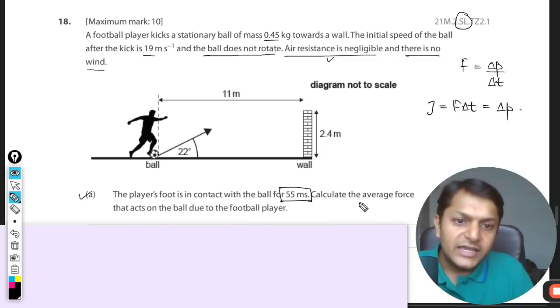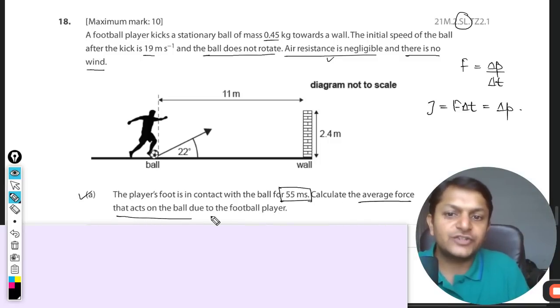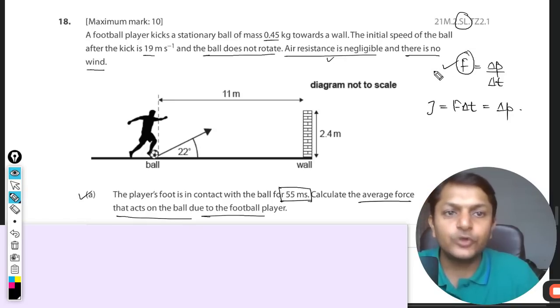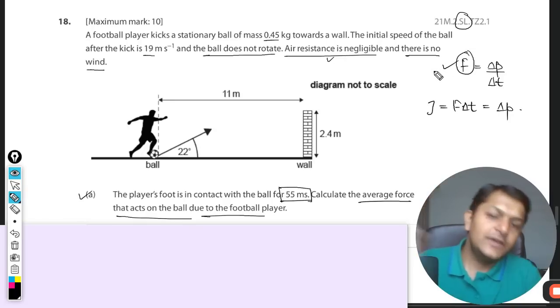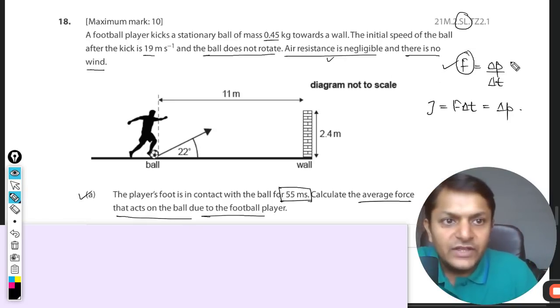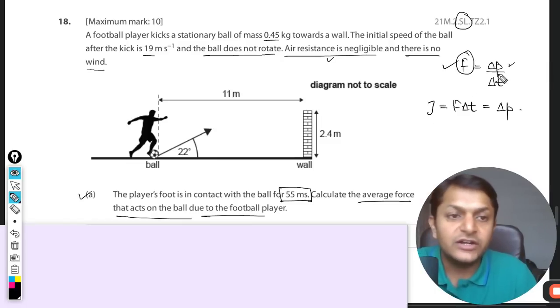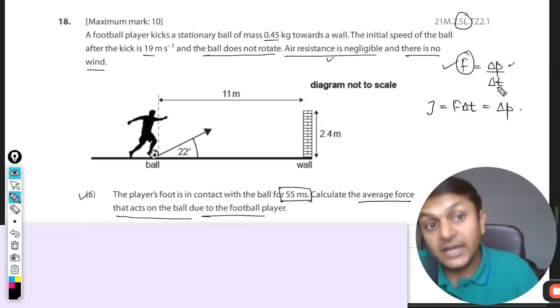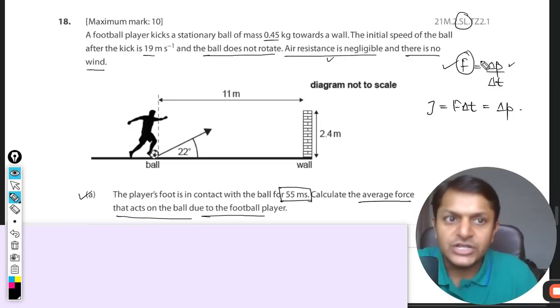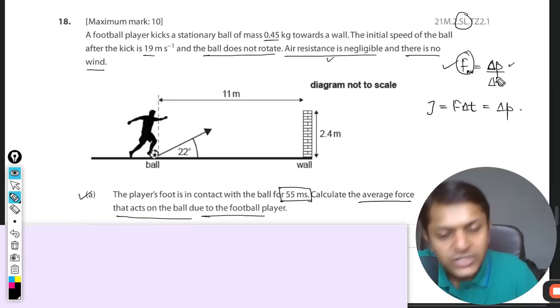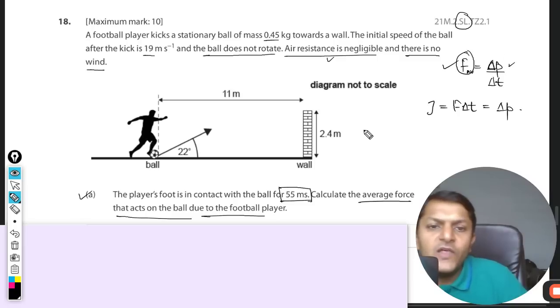Now, calculate the average force that acts on the ball due to the football player. It means that indeed the question is about the force applied on it. So we will find the change in momentum because impulse is not given here. We will find the change in momentum, the time is given, divide them and find the force. Wherever there is this delta, we always find the average things, so we don't even worry about that.